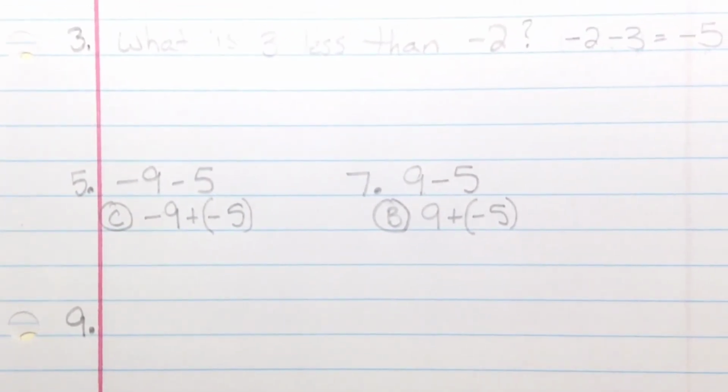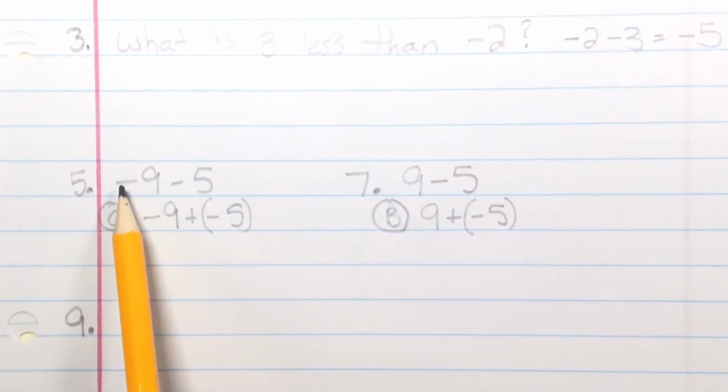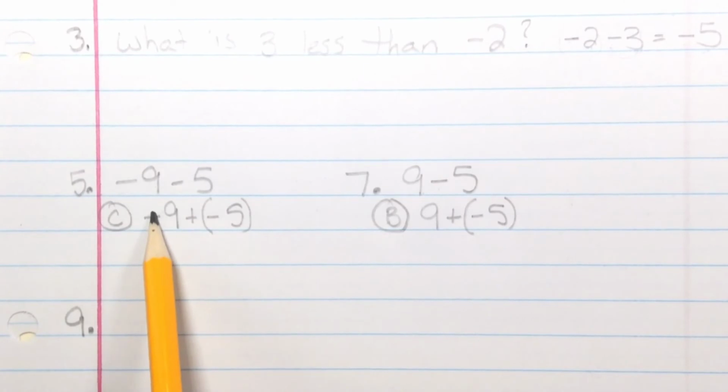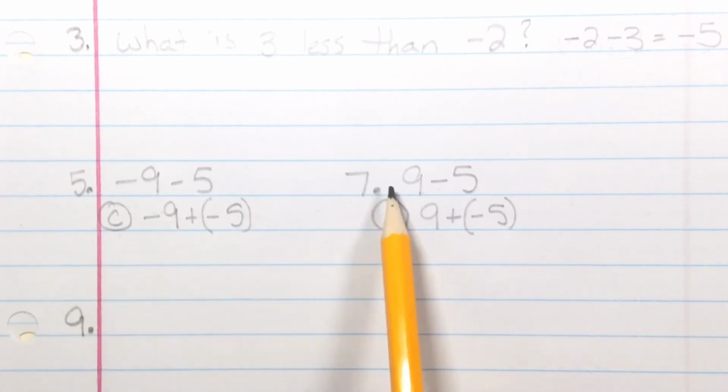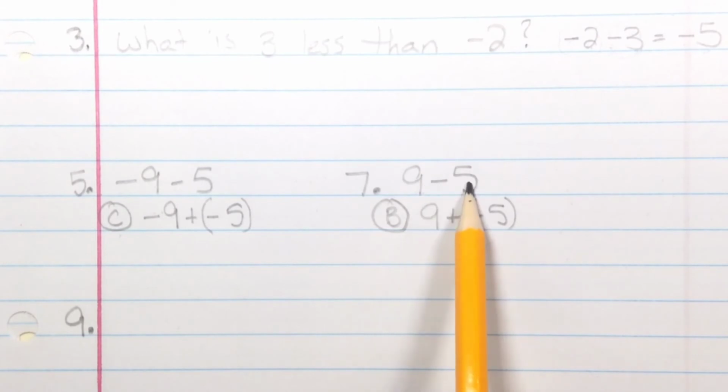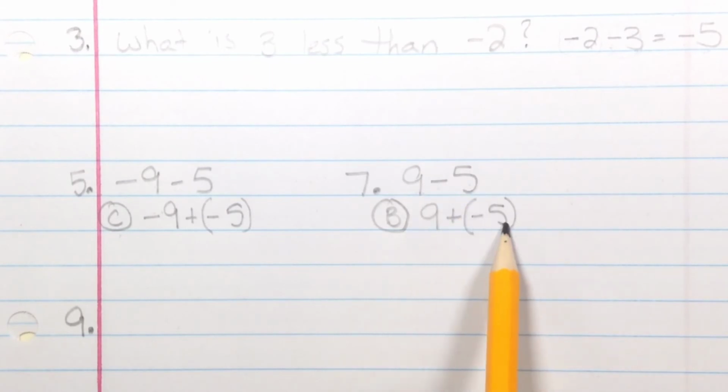For numbers 5 and 7, number 5, negative 9 minus 5 becomes negative 9 plus a negative 5, which was C. And for number 7, 9 minus 5 turns into 9 plus a negative 5, which was B.